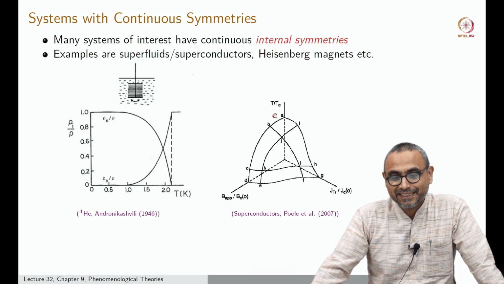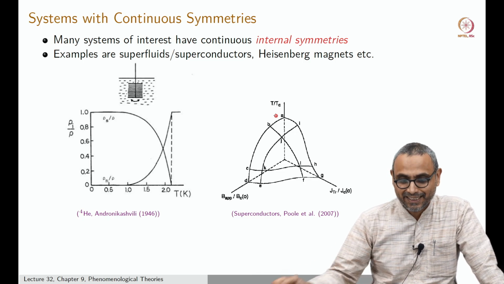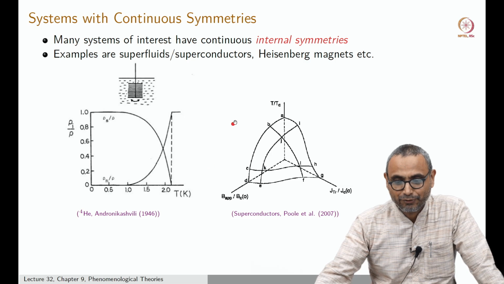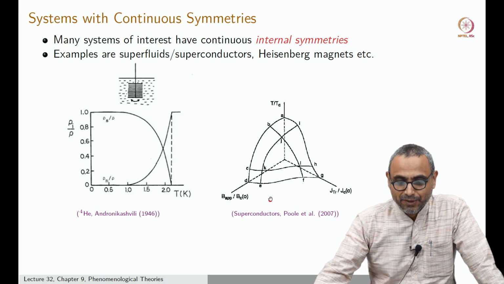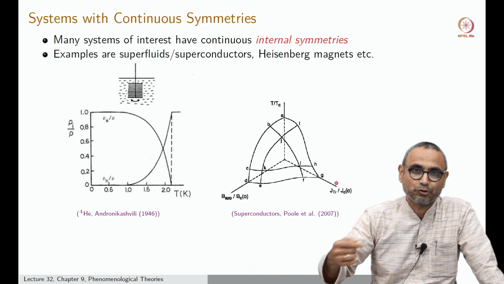So what happens is the electrons can go into a new phase called the superconductor phase, and what is shown here is the phase diagram of a superconductor. So there are three axes here. This axis is temperature, this axis is magnetic field, and this axis is the current that you are sending through the superconducting system.